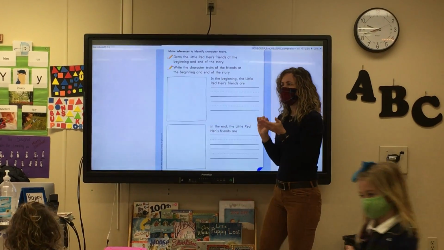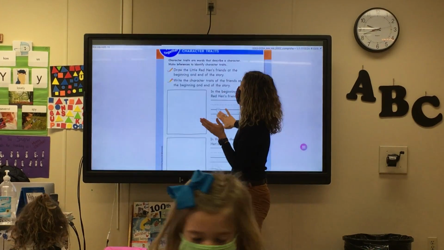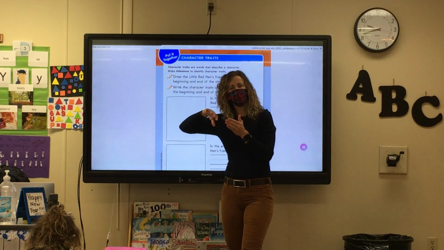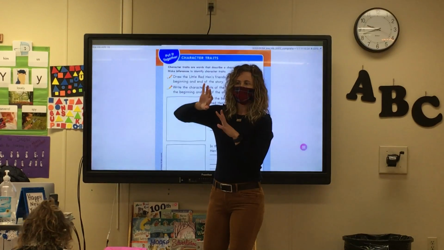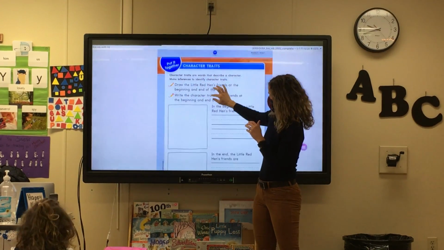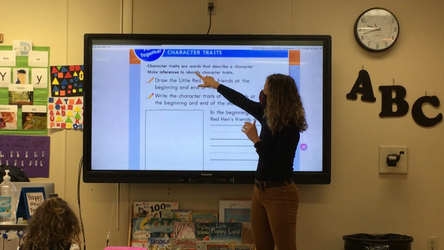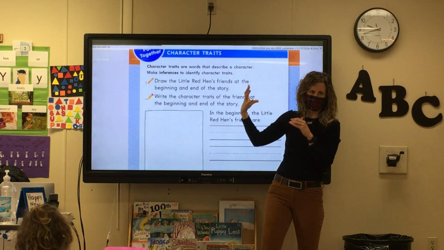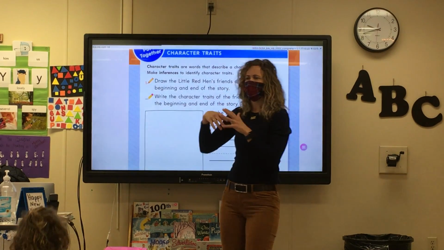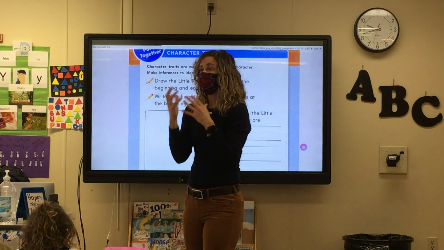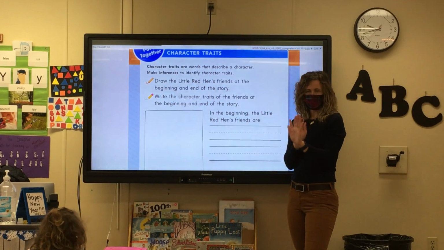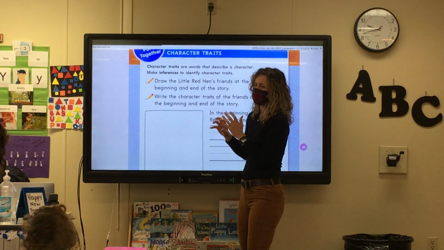All right, so on page 55, this page at the top says character traits. So we're talking about our story, the little red hen makes a pizza, right? And it says character traits nice and big here. Character traits are words that describe a character. When we describe someone, we are saying, oh, they're very happy, they're excited, they're friendly, they're kind. Maybe they're not so kind. But these are words to describe somebody.